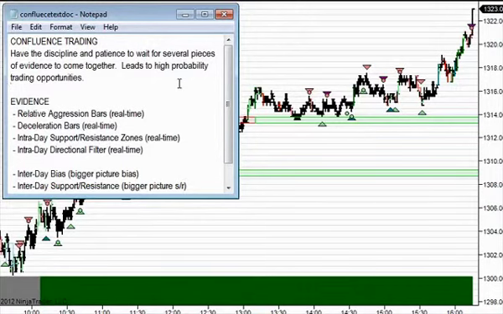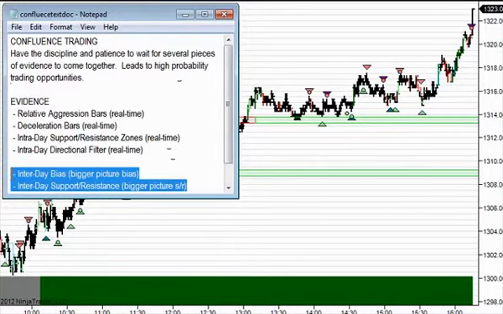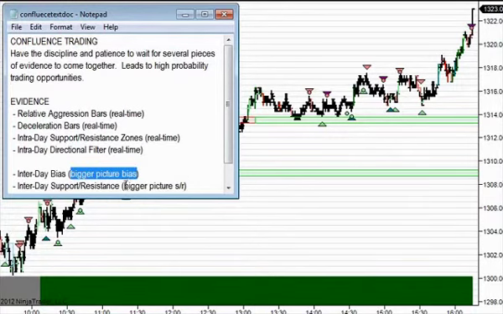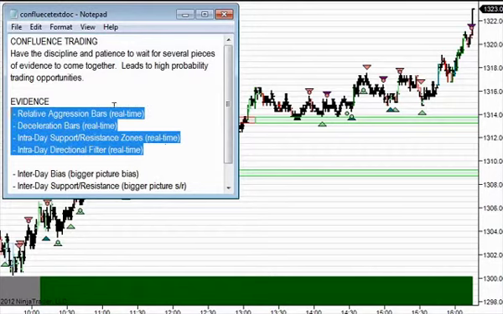Okay, so we have several pieces of evidence that we look at. In the bigger picture, in other words, prior to the day, or homework from the night before, so to speak, we talk about our bigger picture bias, and we also talk about some bigger picture support resistance areas. We try to stay on the right side of the markets, swimming downstream, so to speak. And then in real time, as the day unfolds, we have other pieces of evidence.